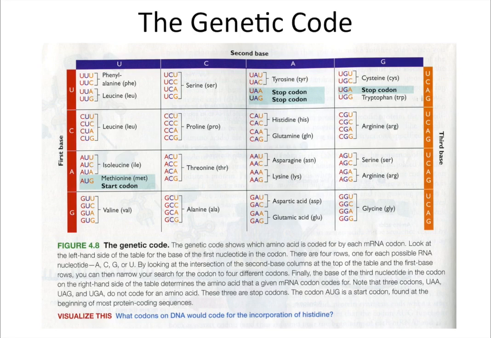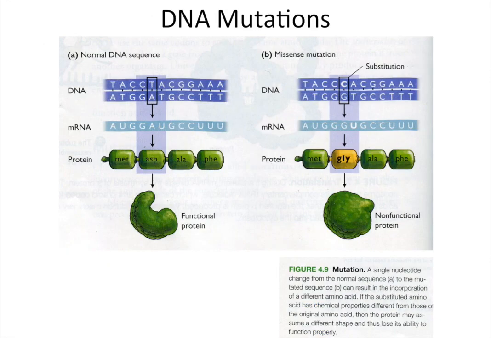And that's what you really need to know, how this whole procedure works. So we can also talk about DNA mutations, and these are very important. Here we'll look at a normal DNA sequence. So we have the DNA, the two strands, and then the complementary mRNA strand, and this TA base pair is shown here as being highlighted.